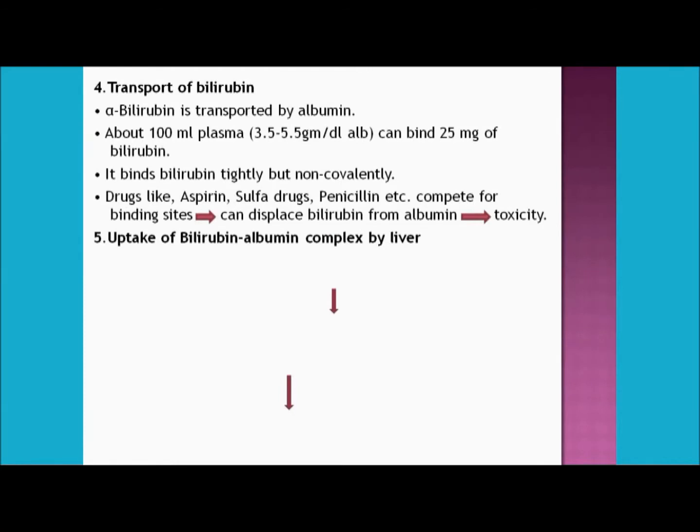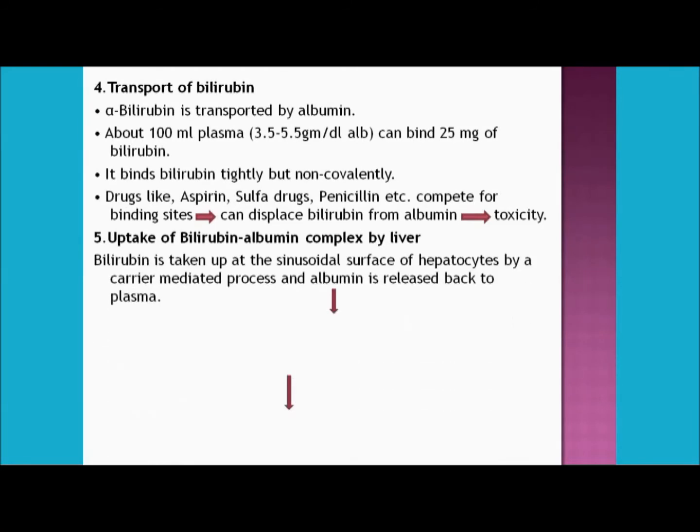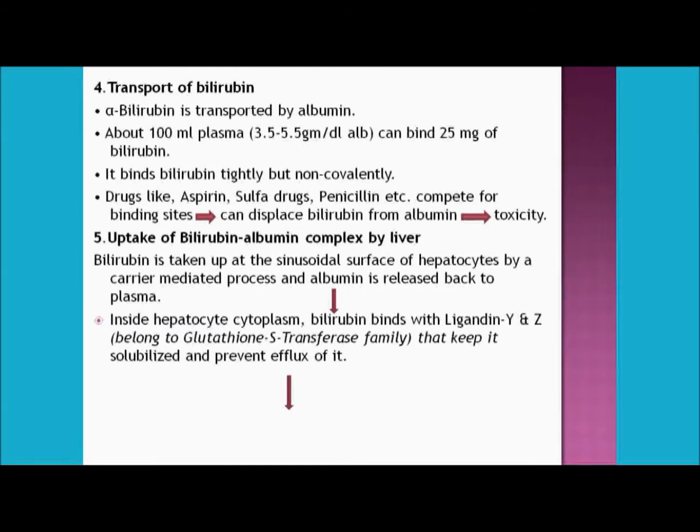Now uptake of the bilirubin albumin complex by the liver. So the bilirubin is now taken up by the sinusoidal surface of the hepatocytes, right, by a carrier mediated process. We have already discussed this in the previous slide, and the albumin is released back to the plasma because it is a carrier. It will be reutilized for the carrying of the bilirubin. Now inside the hepatocyte cytoplasm, what will happen? Now this bilirubin binds with the ligand Y and Z, which we have already discussed in the previous slide.